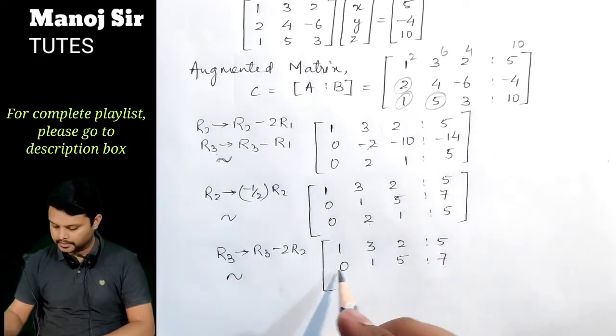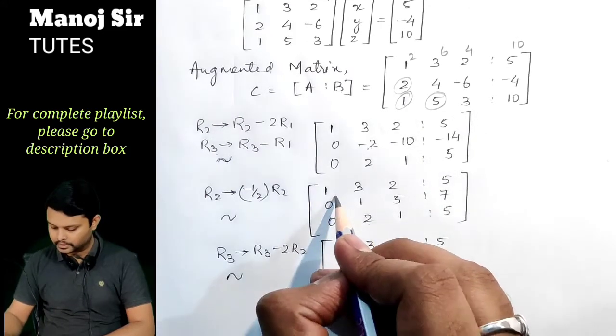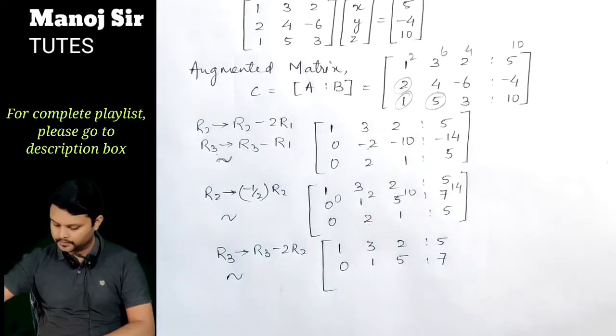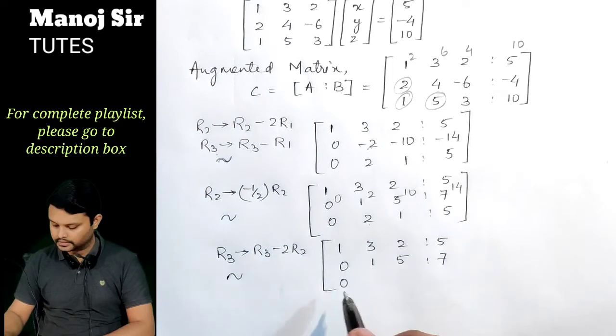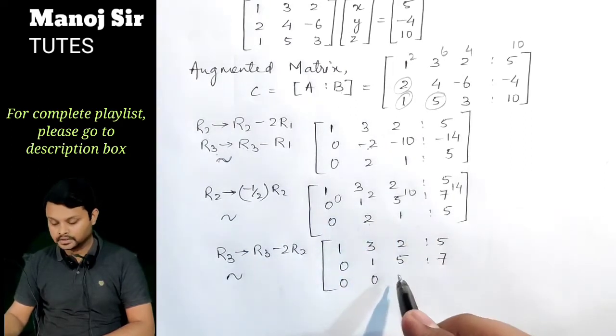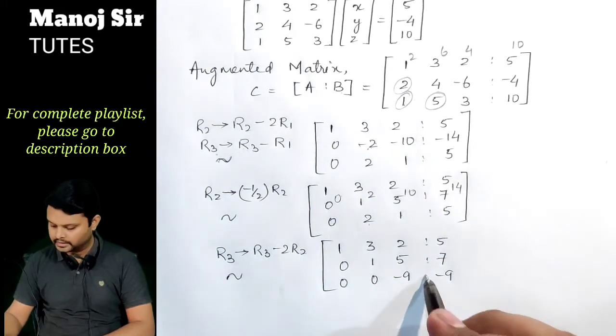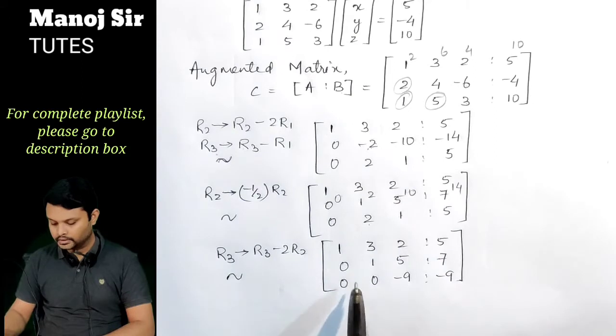Then take the help of the pencil and multiply 2 in the second row. That is 0, 2, 10, 14. Now subtract: 0 minus 0, that is 0. 2 minus 2, that is again 0. 1 minus 10, that is minus 9. 5 minus 14, that is again minus 9. So here we can see these three elements are 0.